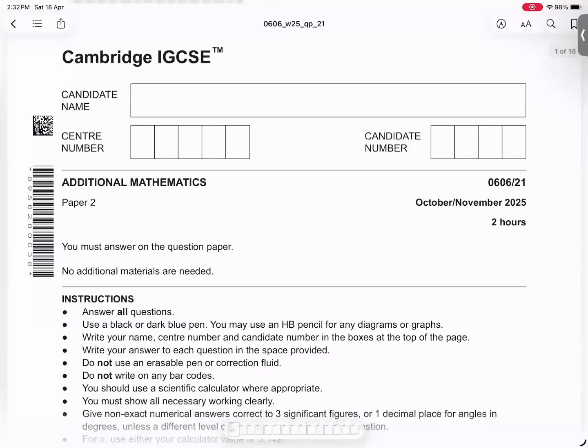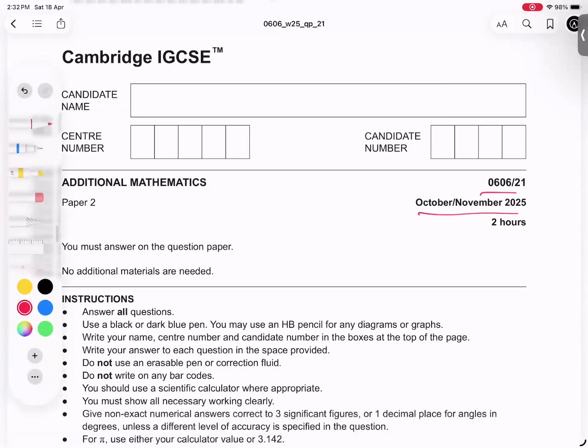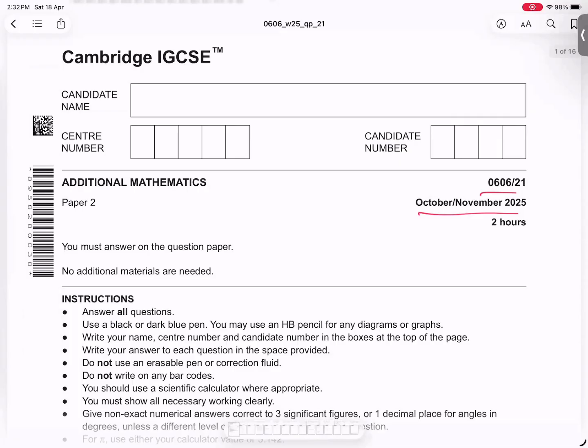Bismillah ar-Rahman ar-Rahim. This is the October 2025 paper, variant 21, and we are doing the complete paper of additional mathematics. So get ready, you can see, and I'm starting now with question number 1.